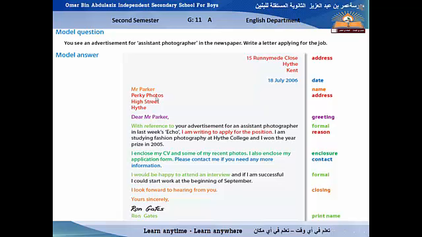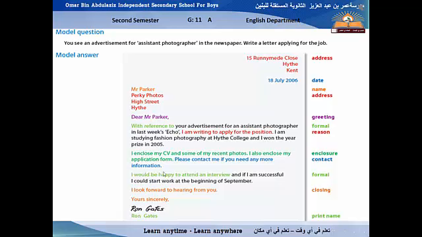On the left we write the name and the address of the receiver, the company that I am writing to. Here, "Dear Mr. Parker" is the greeting or salutation. "With reference to your advertisement for an assistant photographer in last week's Echo, I am writing to apply for the position. I am studying fashion photography at Heath College and I won the year prize in 2005." Formal reason: I am mentioning why I am writing and where I saw the advertisement.